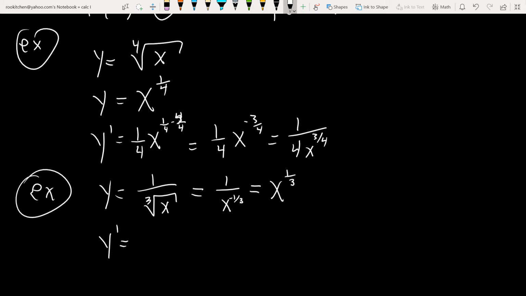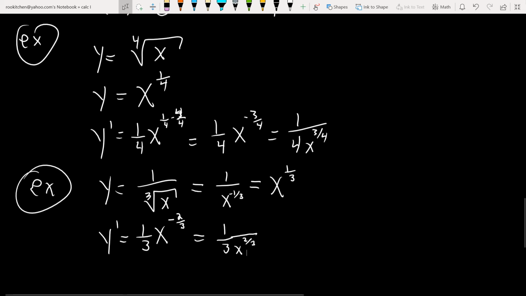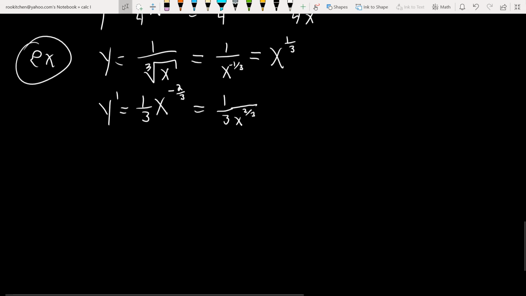And then you could do the power rule on it. So you could bring down the 1/3. And then you have x to the 1/3 minus 3/3, which is minus 2/3. Okay? And if you need to, you can write it nice, x to the 2/3. Okay. All right. So the next rule we want is the constant multiple rule.